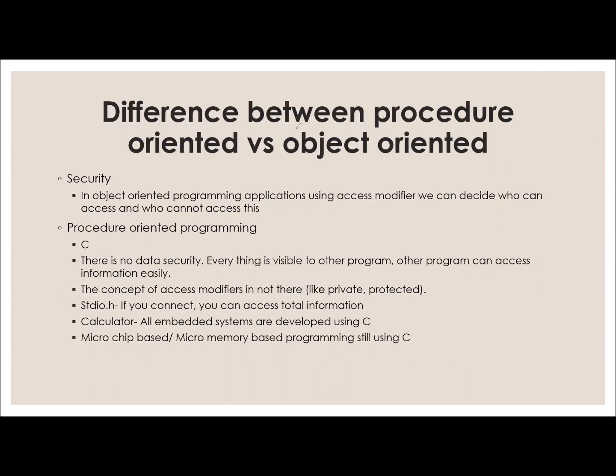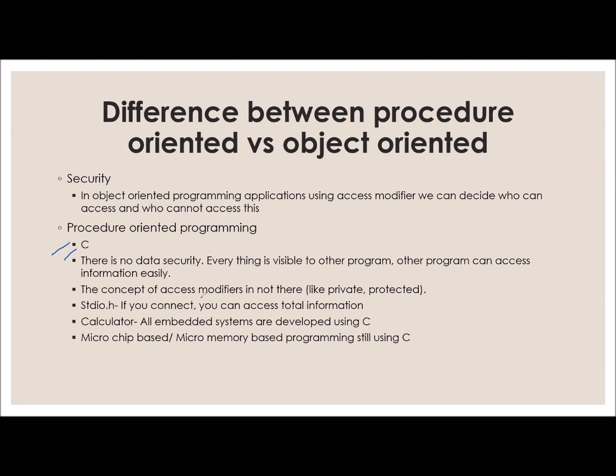What is the difference between procedure oriented language and object oriented language? We already discussed C programming. C programming is procedure oriented programming. The main difference between procedure oriented programming and object oriented programming is security. When we design an application using C, a procedure oriented language, the program can be visible to other programs.